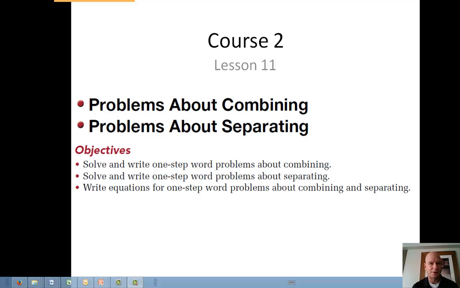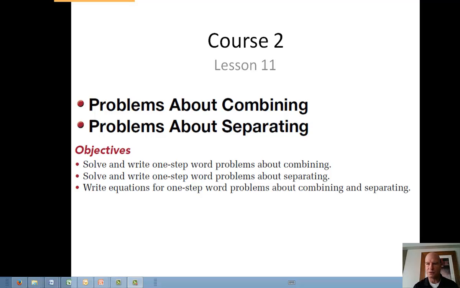Welcome to course 11. Today we're going to talk about word problems, one-step word problems where we have to combine information we get or separate information that we get in order to come up with the answers that we need. We're going to write equations for one-step word problems about combining and also about separating.